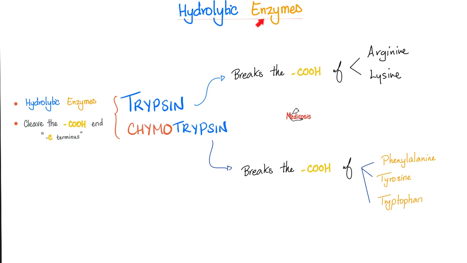Can you give me examples of these hydrolytic enzymes? Sure. Trypsin and chymotrypsin. They are hydrolytic enzymes that cleave the carboxyl group. They cleave the C terminus. And this involves both of them. However, what's different about trypsin is that it breaks the carboxyl of arginine and lysine. How about chymotrypsin? It breaks the carboxyl of other amino acids such as phenylalanine, tyrosine, and tryptophan. These are the similarities. These are the differences.